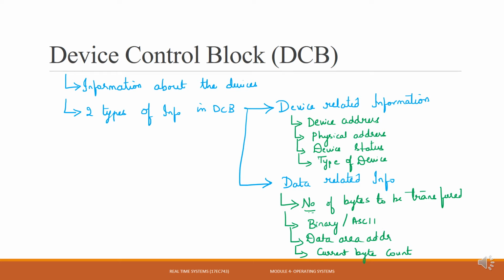So basically, when I say device control block, it is nothing but DCB. It is a very important block that is present in IOSS. It holds the information about the devices, as simple as that. There are two types of information present in the DCB. First one is device related information, and second is data related information.